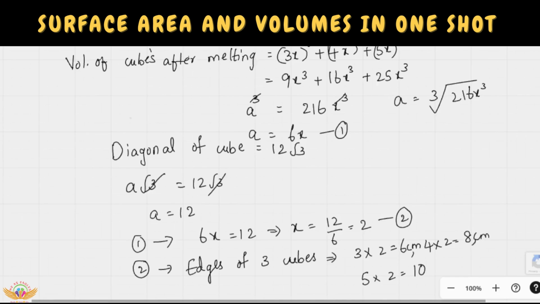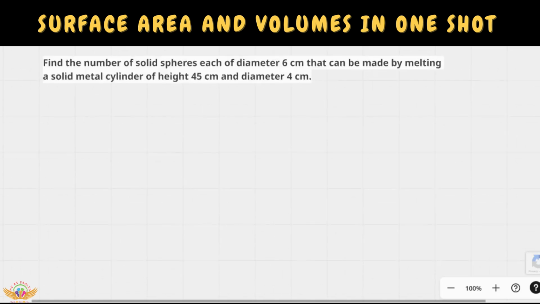Now, don't forget to write the dimensions. Okay, centimeters. Done. Next question: find the number of solid spheres, each of diameter 6 centimeters, that can be made by melting a solid metal cylinder of height 45 centimeters and diameter 4 centimeters.